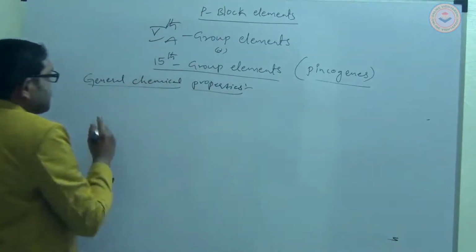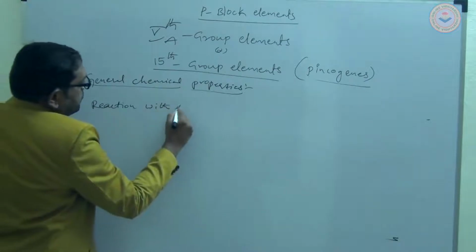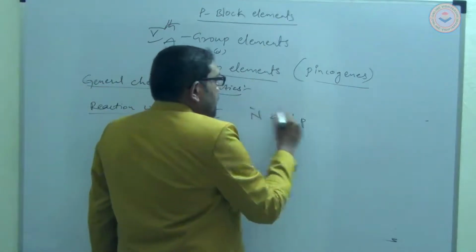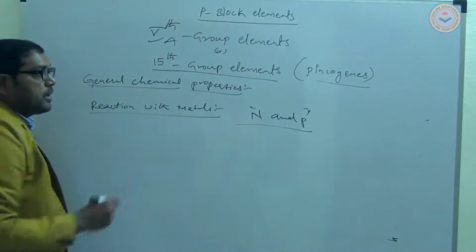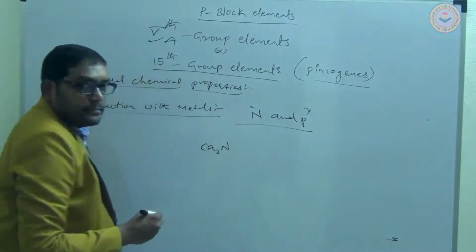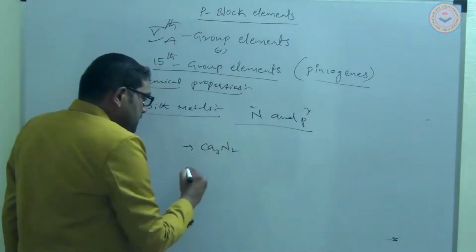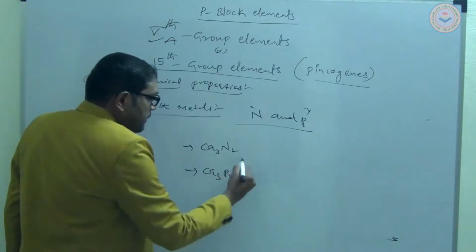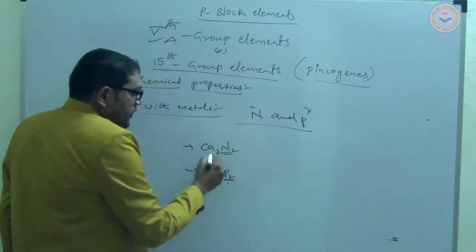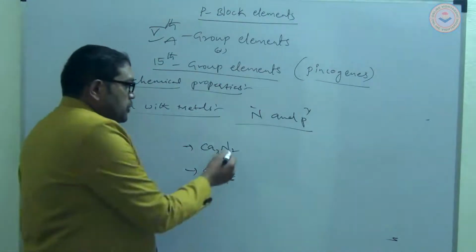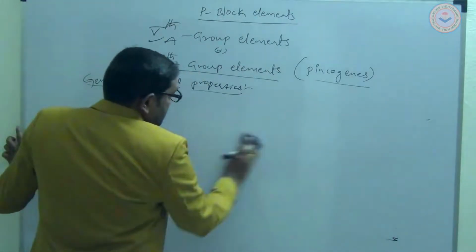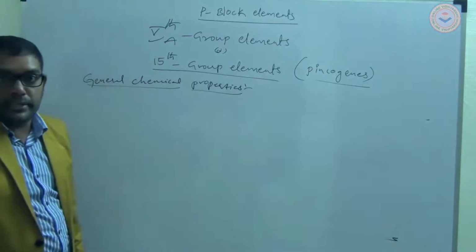Next, the last one is reaction with metals. In the 15th group, nitrogen and phosphorus react with metals to form compounds. Nitrogen reacts with calcium to form calcium nitride. Phosphorus also reacts with calcium to form calcium phosphide. So nitrogen forms nitrides and phosphorus forms phosphides. The remaining elements do not react with metals; only nitrogen and phosphorus do.